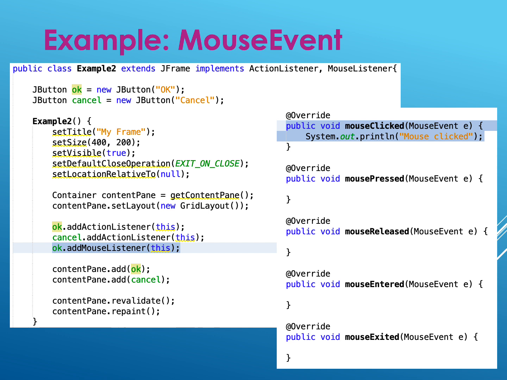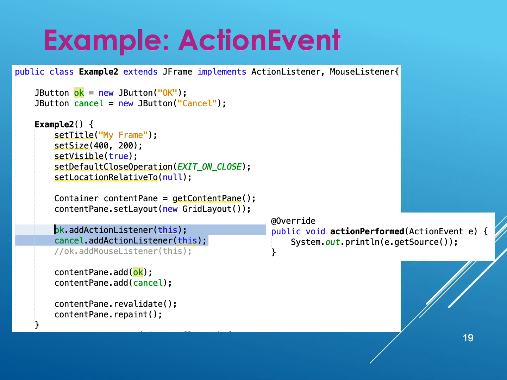In this example, JButtonOK has a mouse click event. JButtonOK is the source object. For the mouse click event, the method that is needed is addMouseListener. So we would write, for the JButtonOK, we want to add the mouse listener. The code that is being highlighted shows this: OK.addMouseListener(this).